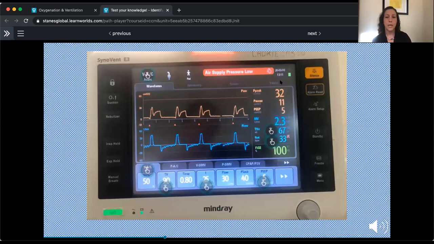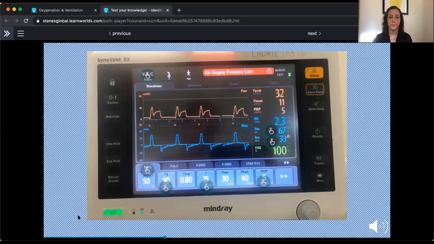Then there's also usually another panel. If you see this panel here on the right, these are the measured values. You also see it down here. This is where you actually set it. So you set it here and the ventilator says, yeah, this is what I sense. Okay, so let's keep playing the video and see what else we can learn.